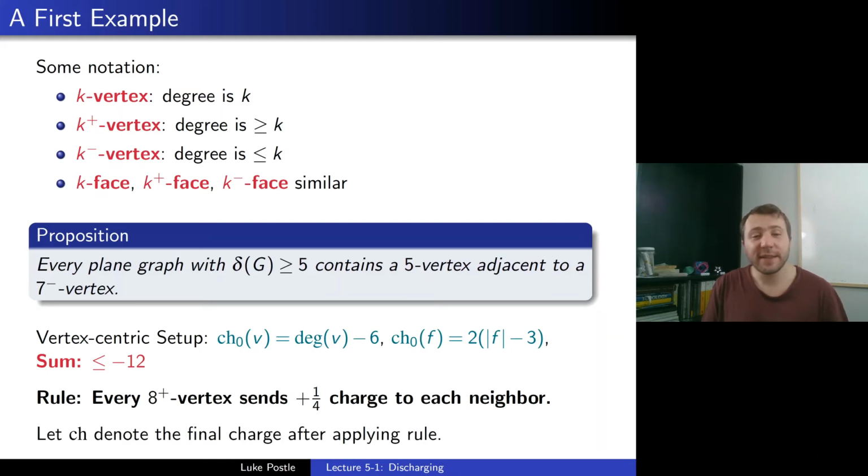So let CH, without the 0, denote the final charge after applying this rule. We just apply the rule everywhere, and we get a new set of charges that will be denoted by CH.